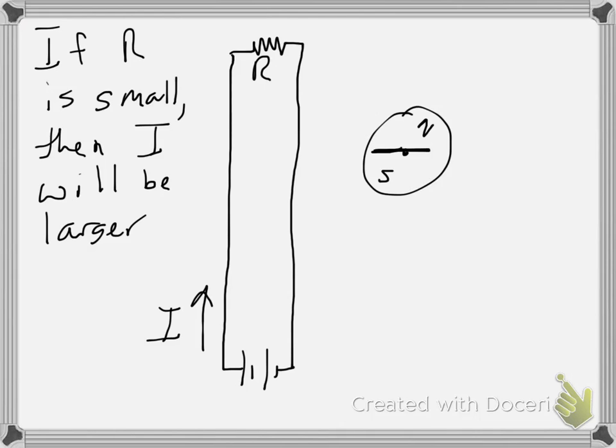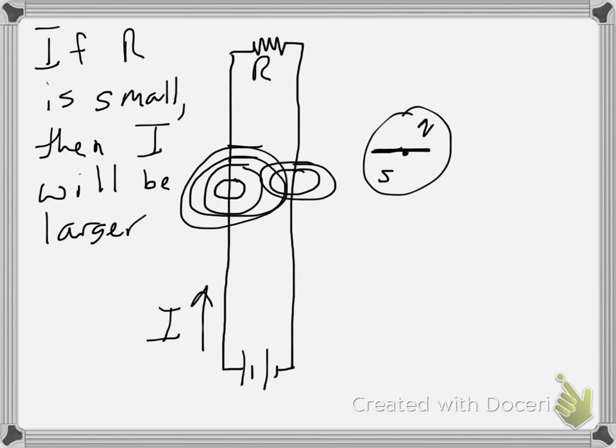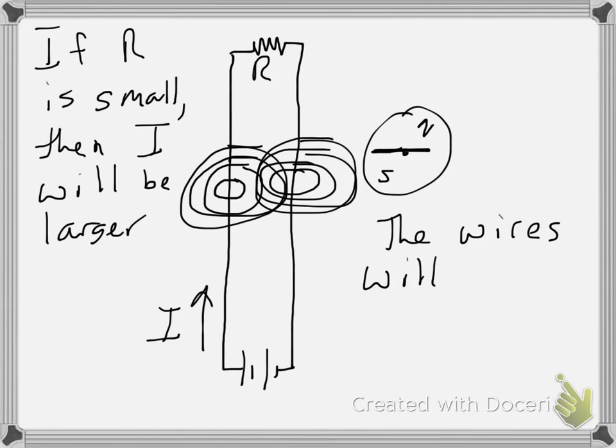And what happens is, as the current is running through the wire, magnetic fields start to wrap around the wire in concentric circles. And it'll do this in both sections of the wire. And if we have this particular configuration, the wires will exert forces on each other because of their magnetic interactions. So these wires will put forces on each other.